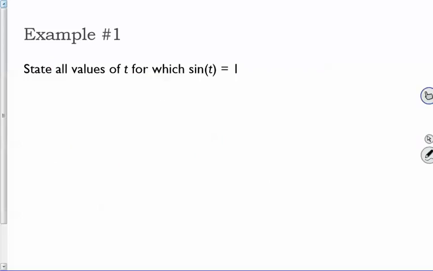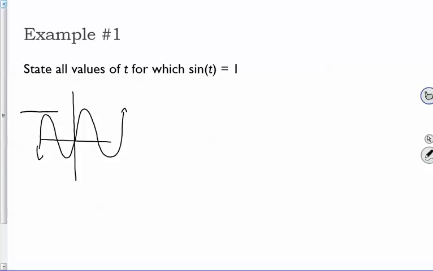So state all values for which sine of t is equal to 1. If you think about the curve of the sine of x, if you plug it in your calculator, it goes like this and it goes like that. So where is it 1? If that's 1, this is y equals 1. Where is the sine equal to 1?